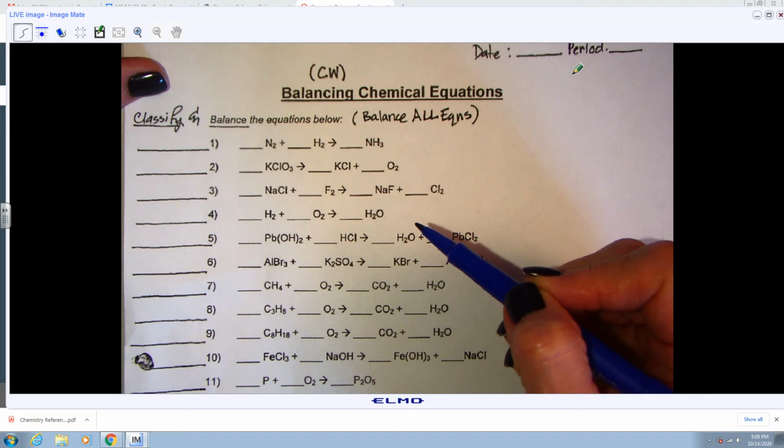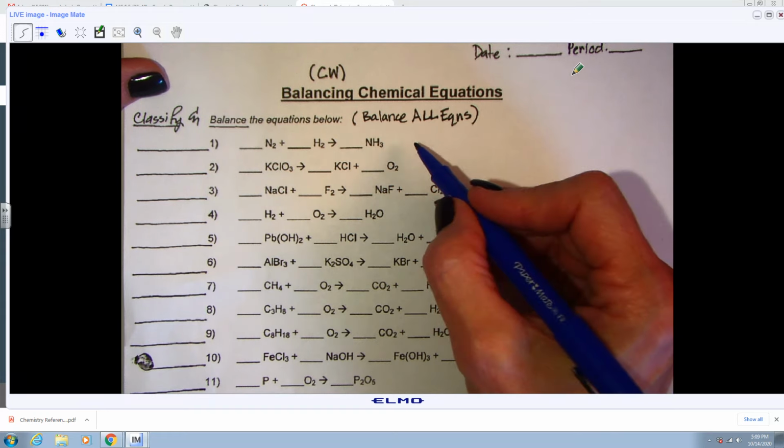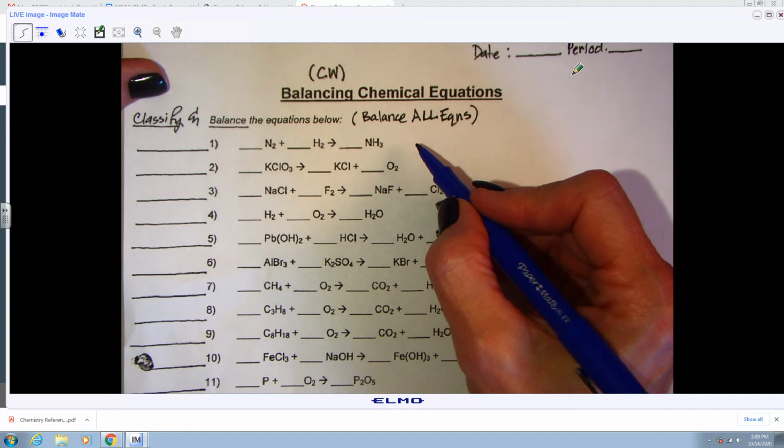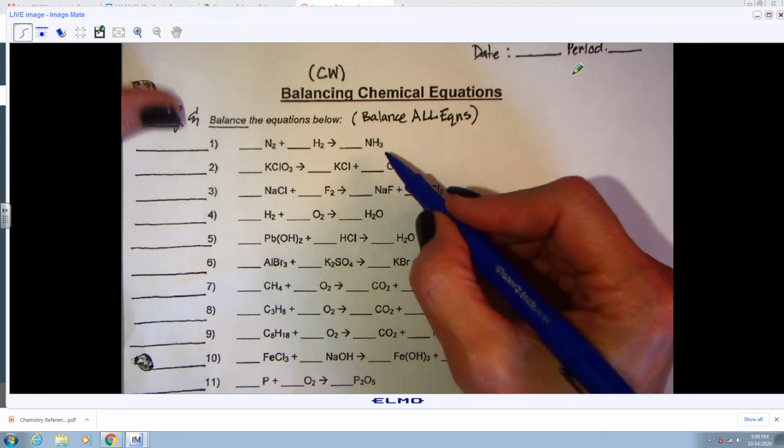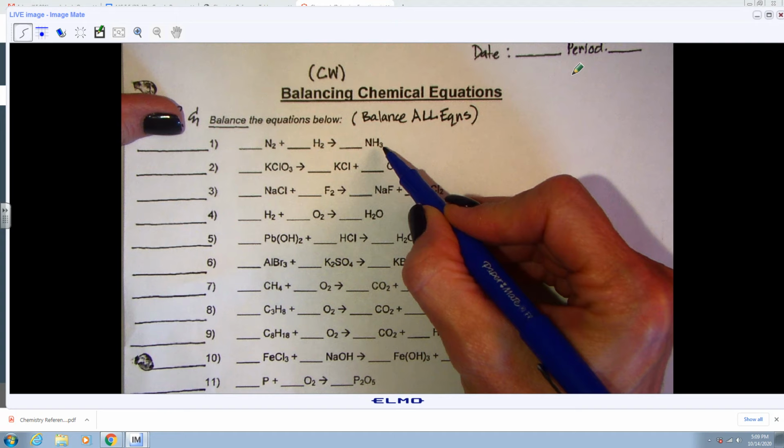This is not the only way to do it. This is just some strategies that will help you get it done faster, which is, of course, what we all like to do, be more efficient. So the first strategy deals with odd numbers. Odd numbers tend to be harder to work with. So in example 1, there's a subscript 3 here.